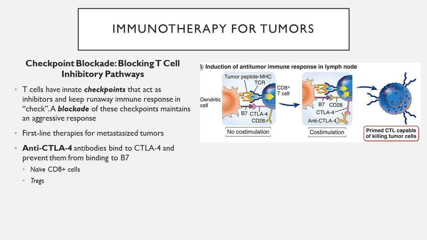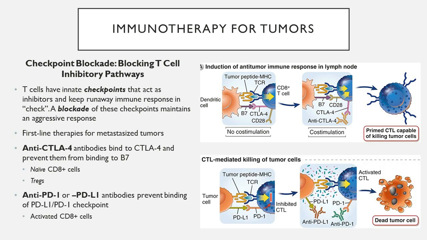Anti-CTLA4 antibodies bind to CTLA4, and they prevent it from binding and outcompeting for the B7 co-stimulatory ligand. So this targets naive CD8 plus cells. It prevents them from being activated in the first place, because CD28 is needed to bind to B7 in order to activate, so these wouldn't be any good for already activated T cells. They're also necessary to prevent regulatory T cells from carrying out their function. Again, Tregs function primarily by just gobbling up B7 via CTLA4.